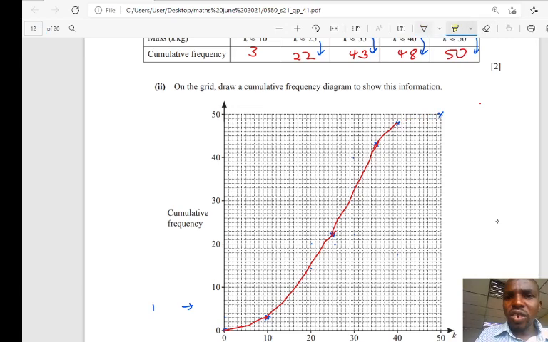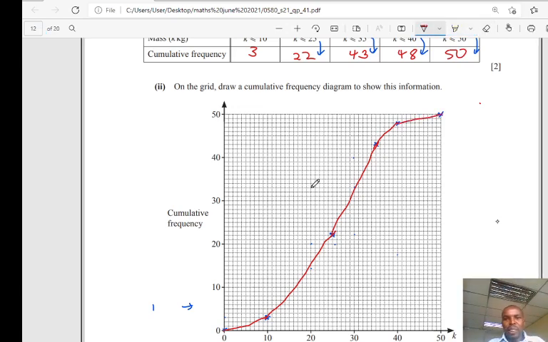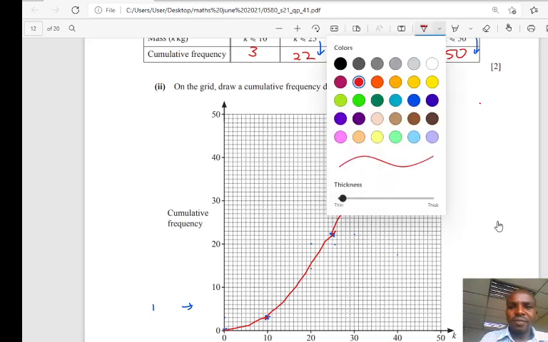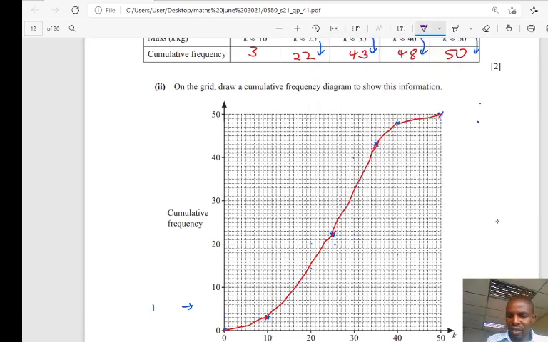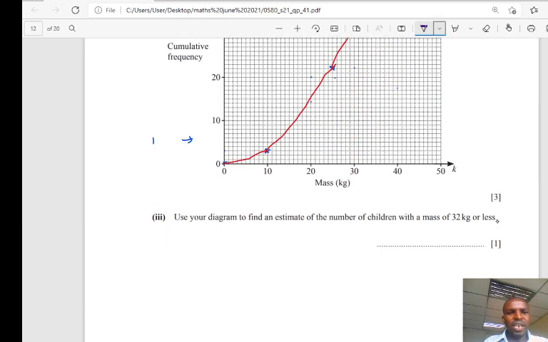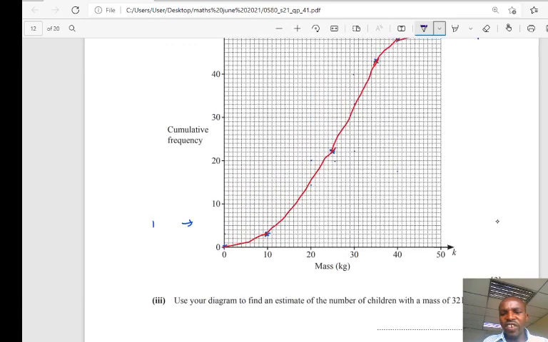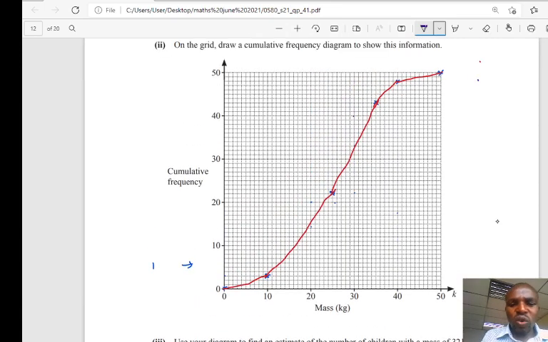Like this. Then next part. These are how many marks? 3 marks. Use your diagram to find an estimate of the number of children with mass of 35 kg or less. 35 kg, it's here. It's this one. 1, 2, 3, 4, 5.